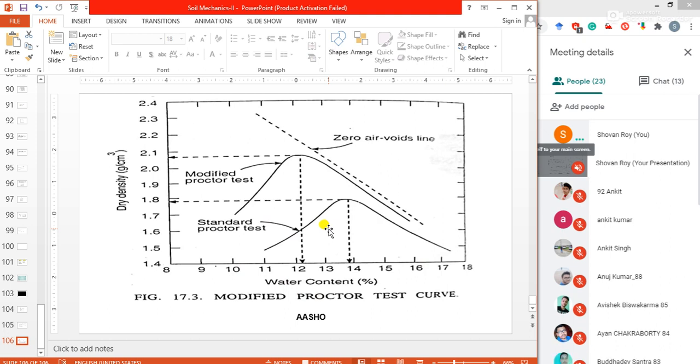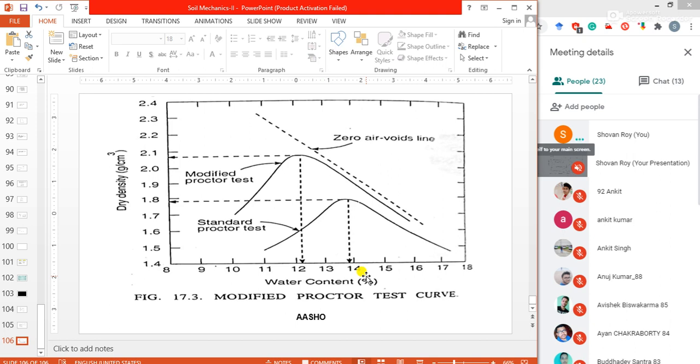The difference is in the rammer as well as in making the sample in the mold. The mold size is the same. Three layers are used in the standard Proctor test. In the modified Proctor test, five layers are used. The compacting energy is different, and the weight of the rammer is different. Okay, I think this is clear.